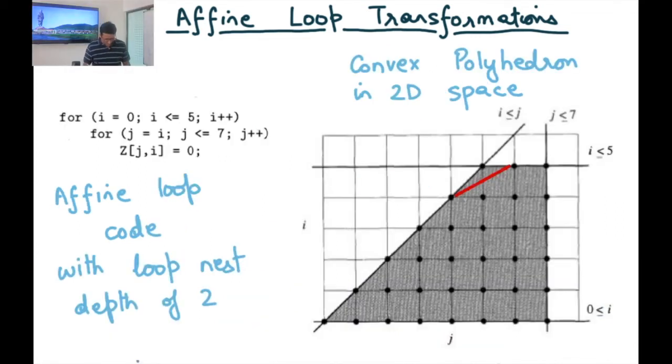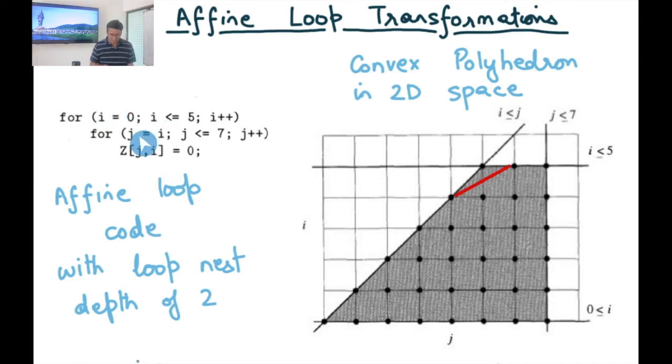Here is an example of an affine loop nest, affine loop code with a loop nest depth of 2. So far we have looked at single loops, but let's look at this loop. For i equals 0, i less than or equal to 5, i plus plus. For j equals i. Now notice that the lower bound need not be a constant. It can be an affine function of the surrounding loop variables.